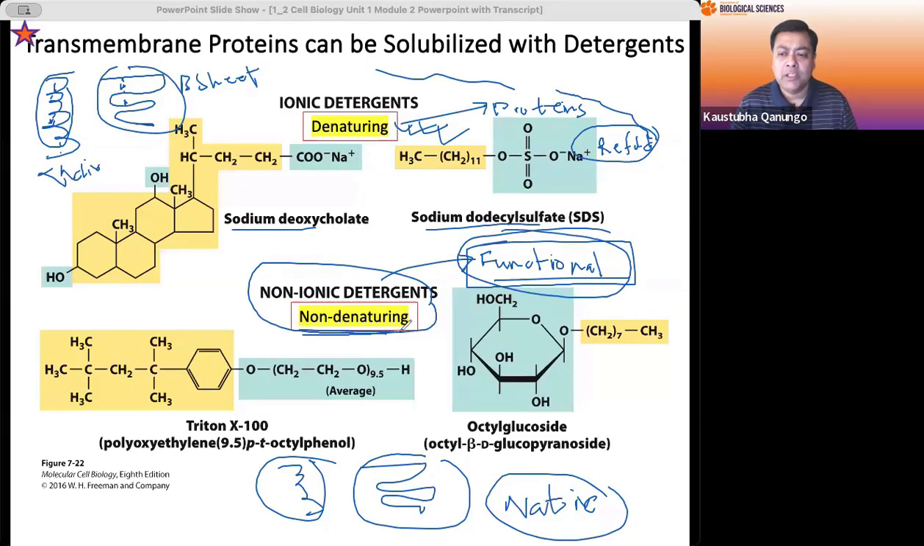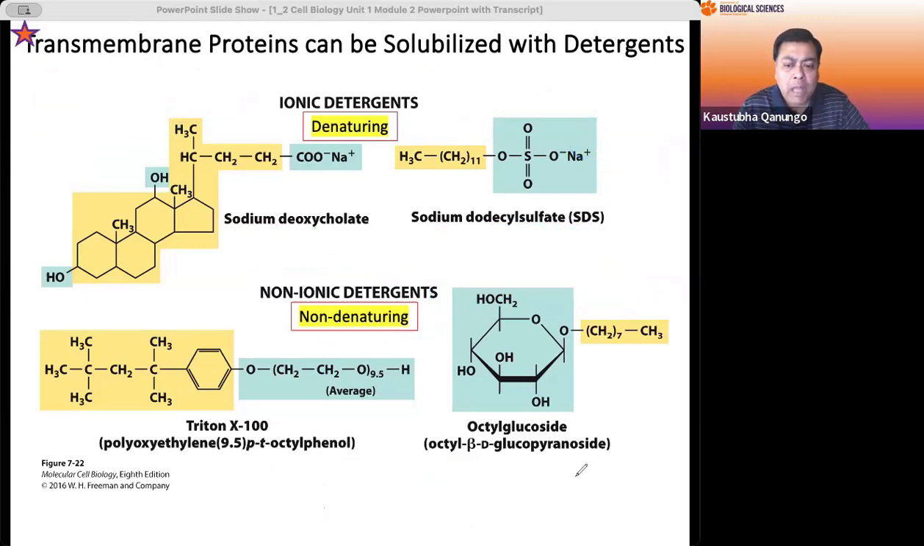The typical question that we ask is: if we are extracting a protein from a membrane and you want this protein to be functioning, which of the following will you use to extract the protein in a functional form? Remember that you can use Triton X100 or octyl glucoside, but you cannot use sodium deoxycholate or sodium dodecyl sulfate. So these are some of the important parts here. Let's remember that. All right.